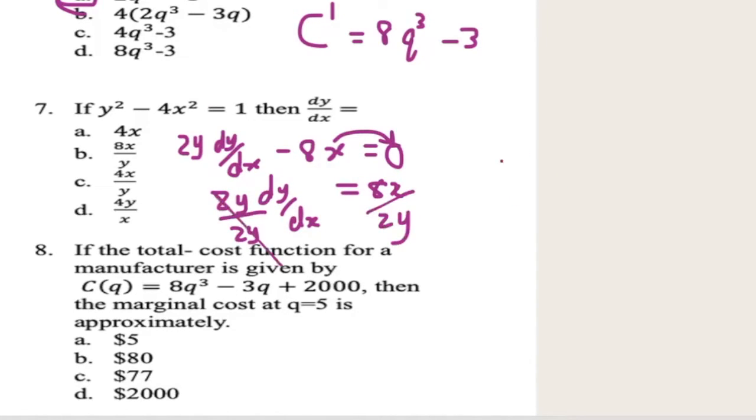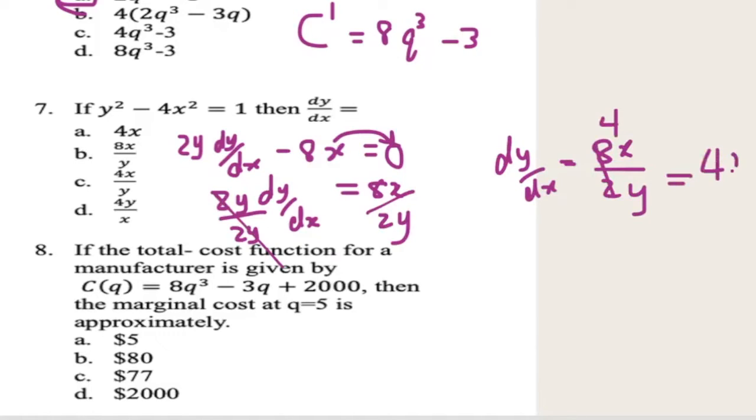So this cancels, so we have dy over dx is equal to 8x over 2y. Now, 2 into 8 goes 4 times, so it's the same thing as saying 4x over y. So looking at this, my answer is C.